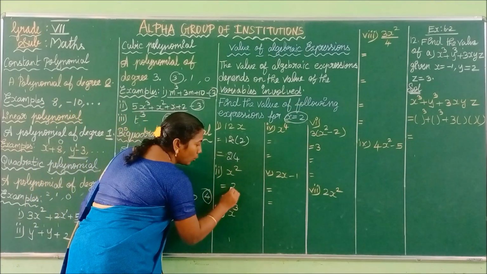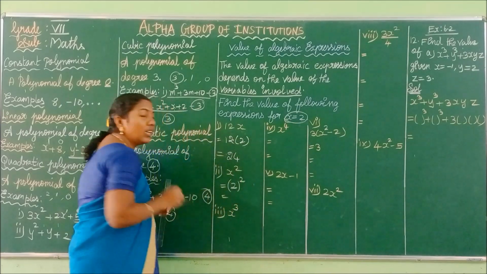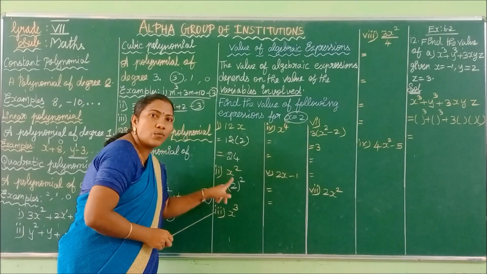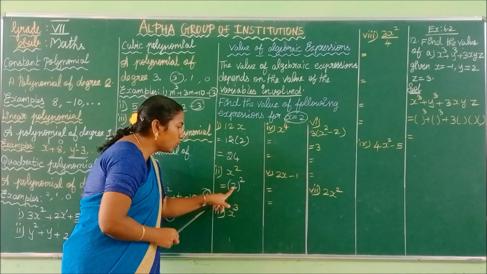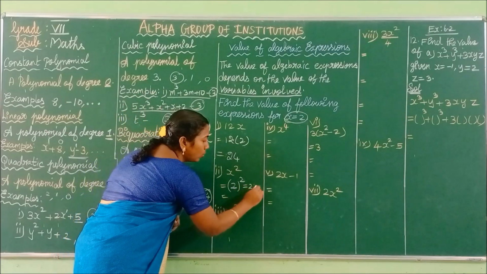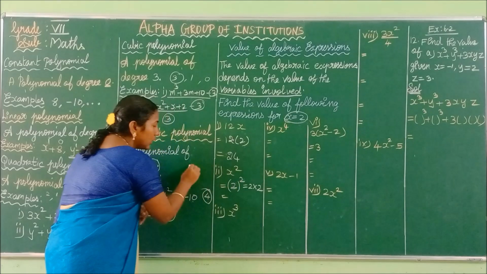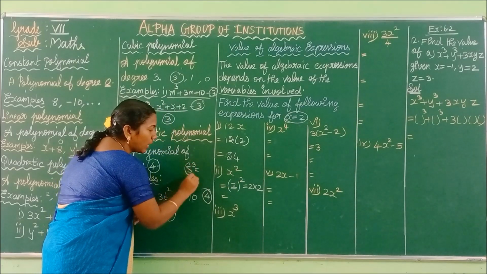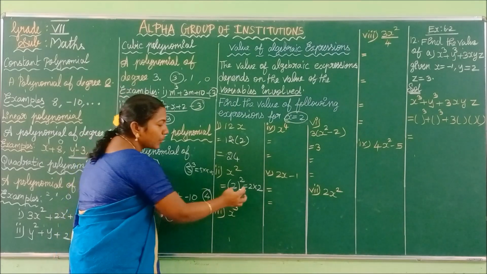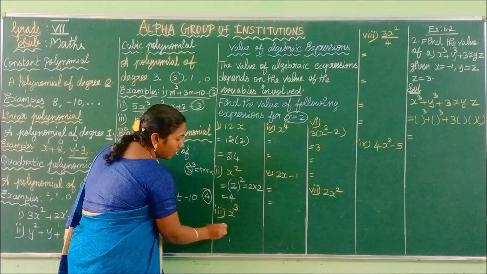See the next one, x square. Instead of x you have to put 2. x equal to 2, x power 2. That is, we are substituting the value 2 instead of x. Suppose 5 power 3 means we have to multiply 5 three times. We know this concept already. 2 into 2, what is the answer? 4.